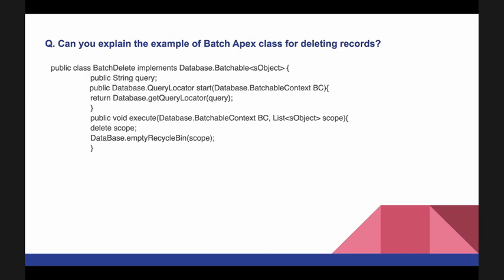If you see here, there is the Database.Batchable interface, and we have used the start method, the execute method, and then there will be a finish method. In the start method, we will be using Database.getQueryLocator and get whatever query we need. Now in the execute, we pass that particular query. We do delete scope, and then we use Database.emptyRecycleBin to remove the records from the recycle bin, and that's how we are able to delete the records with batch Apex.